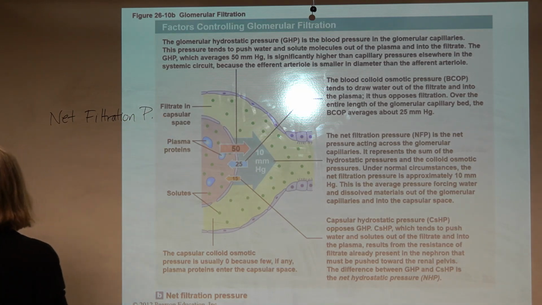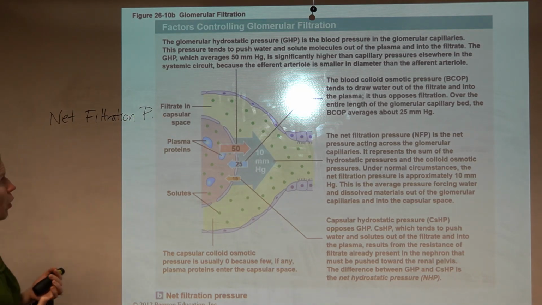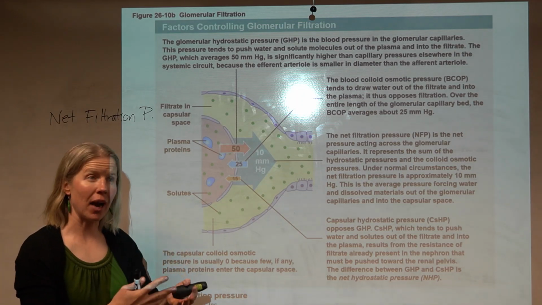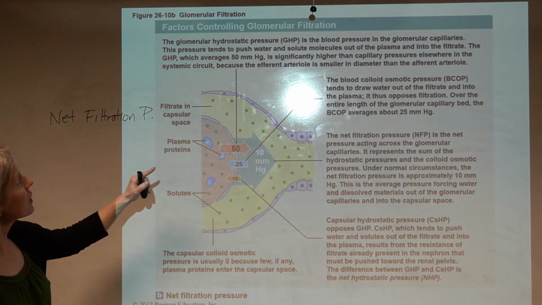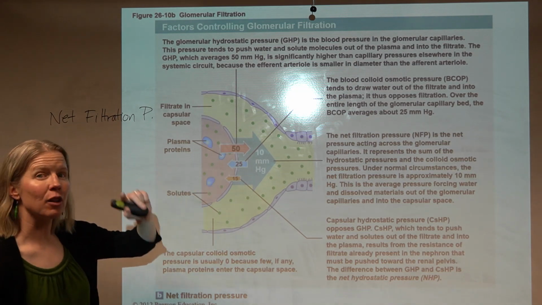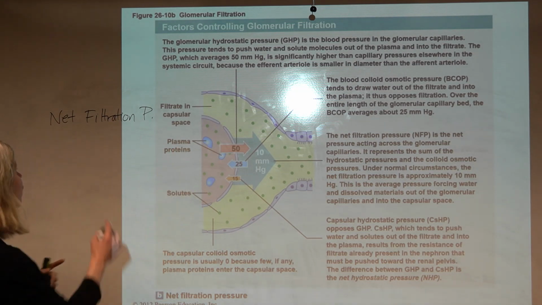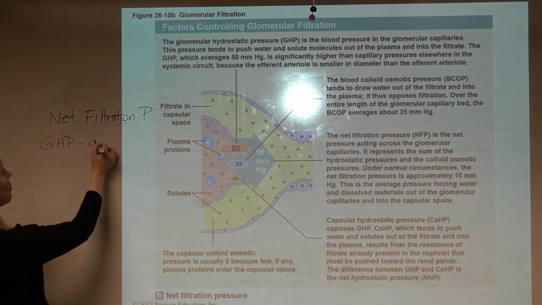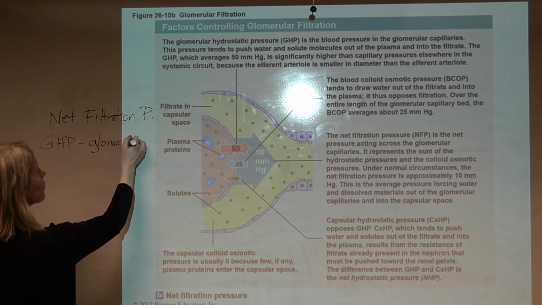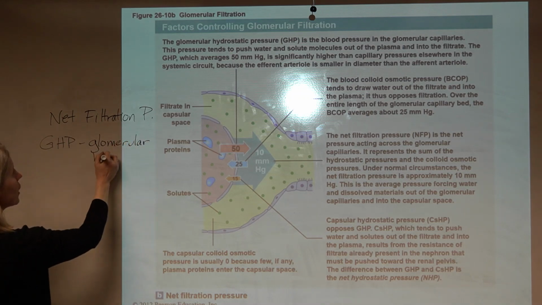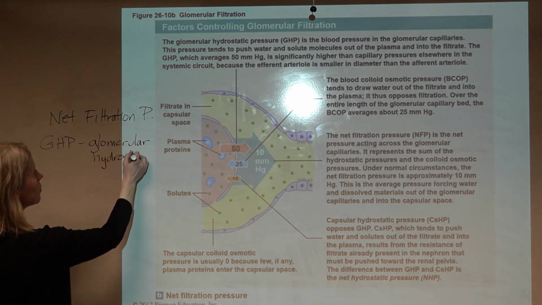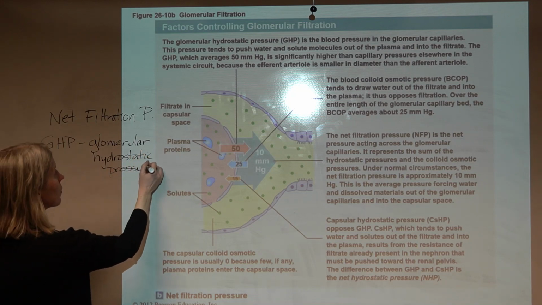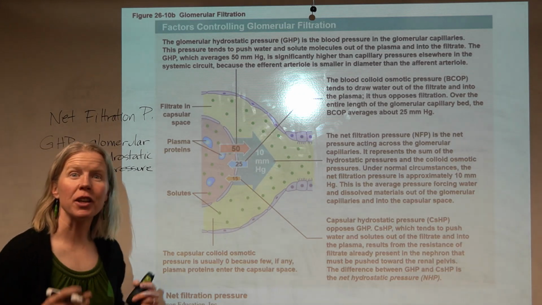Right, net filtration pressure, right? And that's going to tell us how much filtrate we're actually forming. So the forces that we're looking at here are the glomerular hydrostatic pressure, or GHP, glomerular hydrostatic pressure. And this is essentially blood pressure.